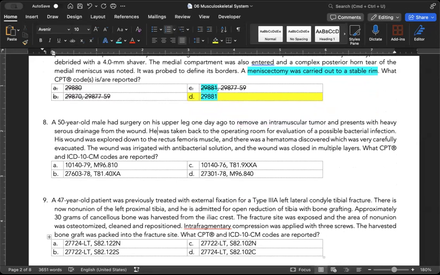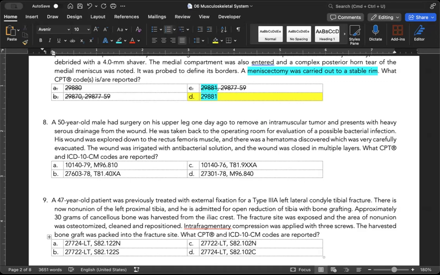So number 8, a 50-year-old male had surgery on his upper leg one day ago to remove an intramuscular tumor and presents with heavy serous drainage from the wound. He was taken back to the operating room for evaluation of a possible bacterial infection. His wound was explored down to the rectus femoris muscle, and there was a hematoma discovered, which was very carefully evacuated. The wound was irrigated with antibacterial solution, and the wound was closed in multiple layers.